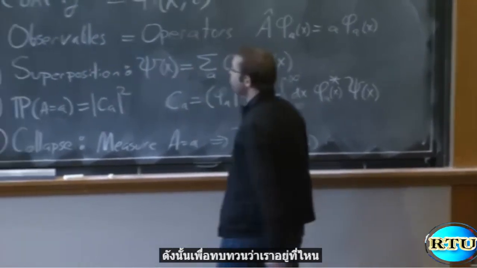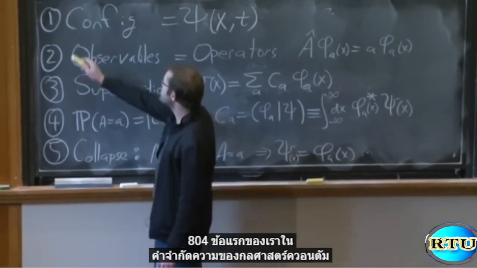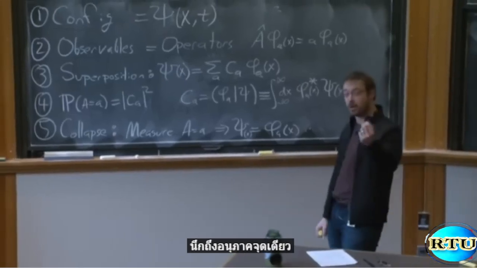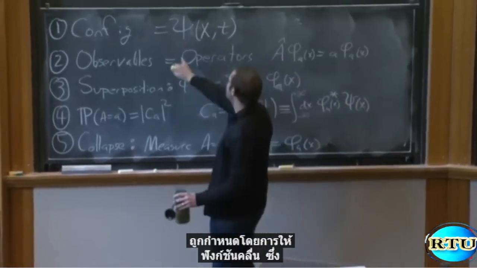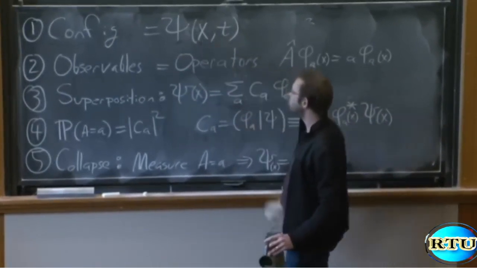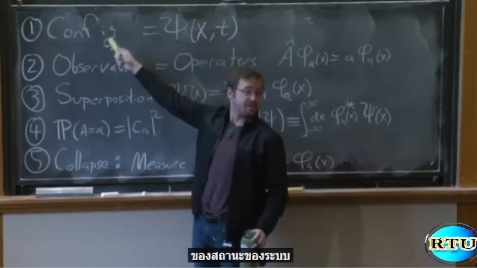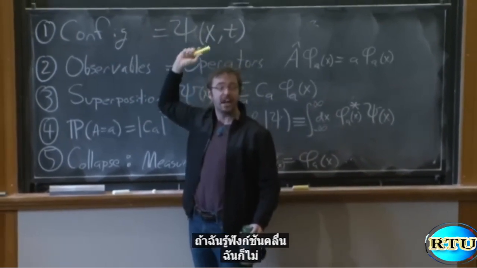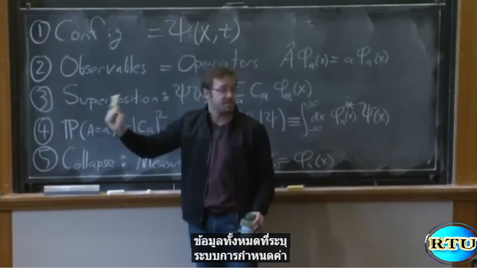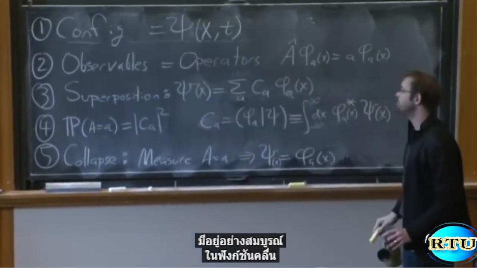So let's get started. Just to review where we are: in quantum mechanics, according to 804, our first pass at the definition is that the configuration of any system, and in particular a single point particle, is specified by giving a wave function, which may depend on time, but is a function of position. This is a complete specification of the state of the system. If I know the wave function, I neither need nor have access to any further information about the system. All the information specifying the configuration of the system is completely contained in the wave function.